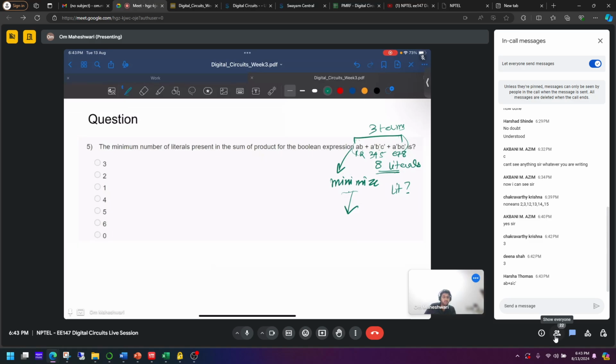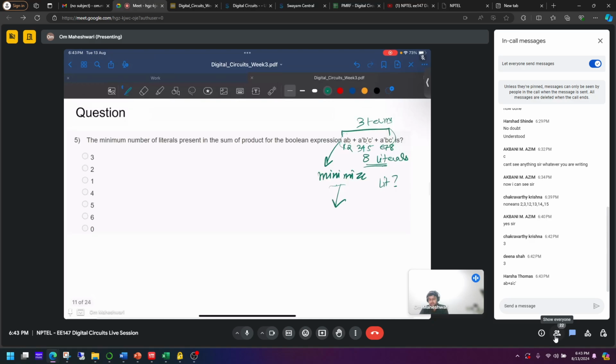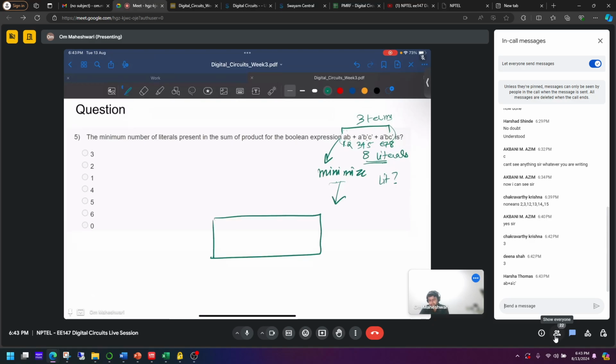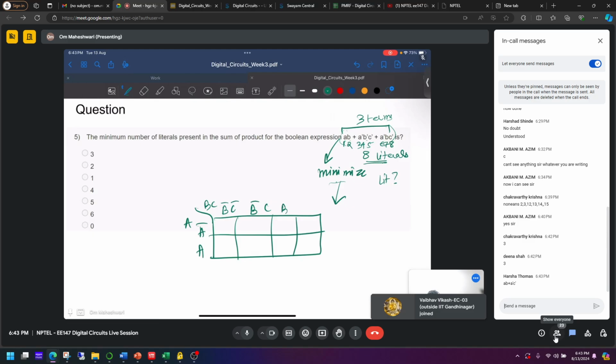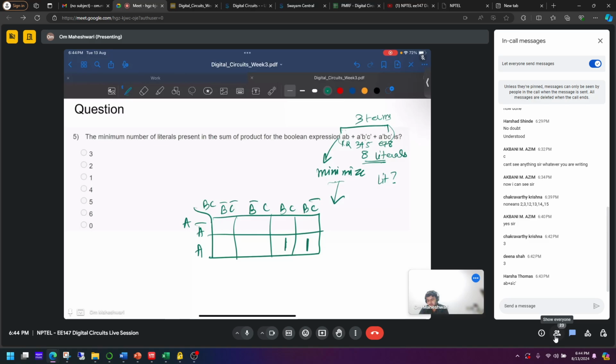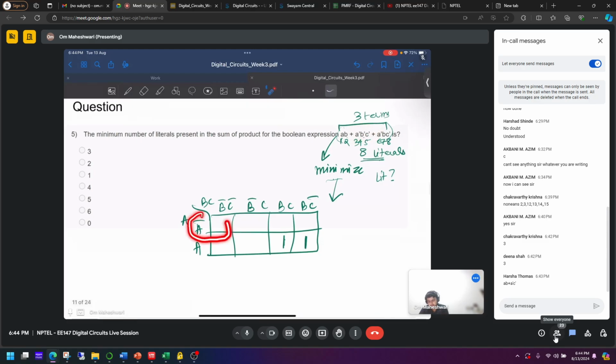Okay, Harsha got the right answer, AB plus A bar C bar. So you can just make a K-map. A, B, C: A bar B bar, A bar B, A B, A B bar, and C bar, C. You have AB. So this is A, this is B, so this will be 1. Then you have A bar B bar C. This is A bar, this is B bar C. And you have A bar B C bar. This is A bar, this is B C bar.